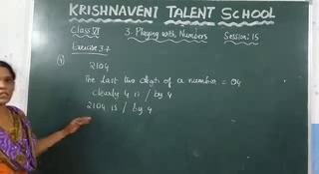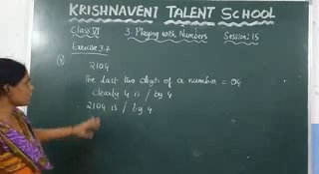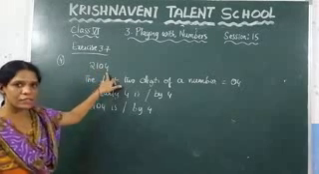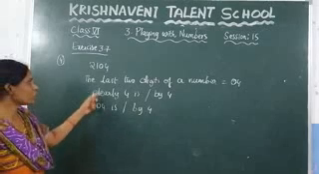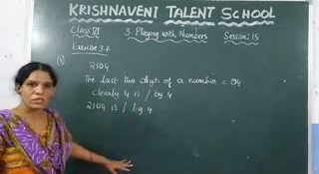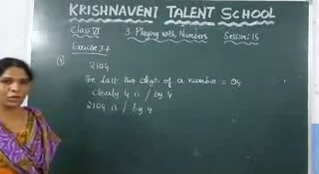Now you need to check for the divisibility rule for 8. For 8, you need to take the last 3 digits. What is the last 3 digits here? 104. So you need to divide this number by 8 and you have to check whether you are getting the remainder as 0 or not.